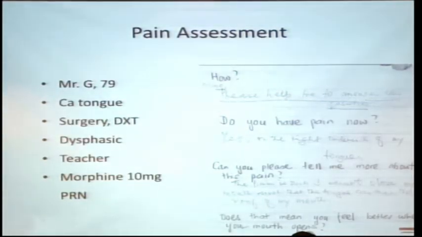This is a patient that has cancer of the tongue, so he can't speak. So you communicate with the patient by writing. And you have to be patient, writing the questions and the patient answering back in writing.